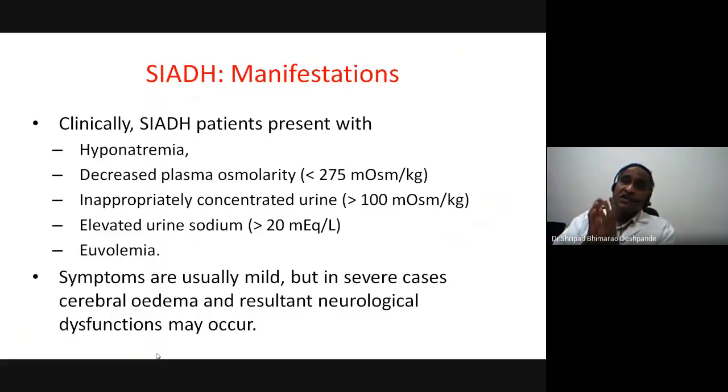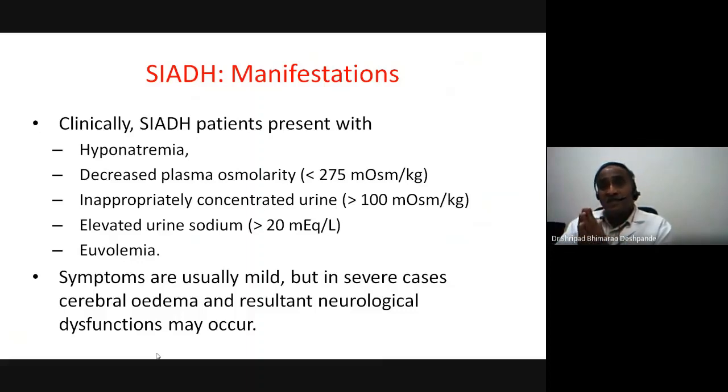What are the manifestations of the SIADH? Clinically, SIADH patients present classically with hyponatremia. Here is a patient who comes with hyponatremia. Now, when you analyze this hyponatremia, you will see that there is an increased osmolarity.